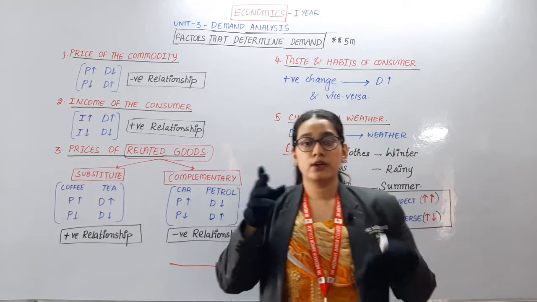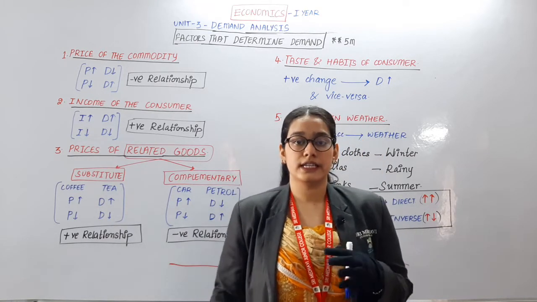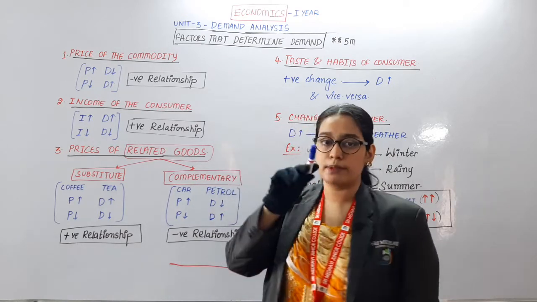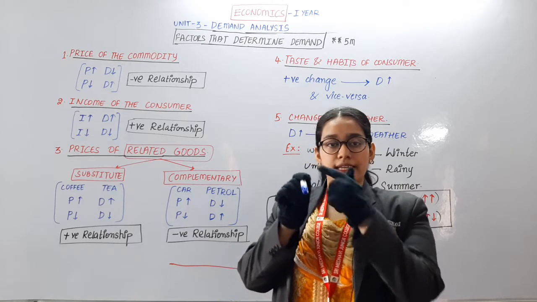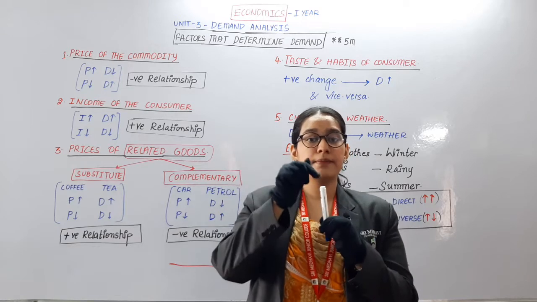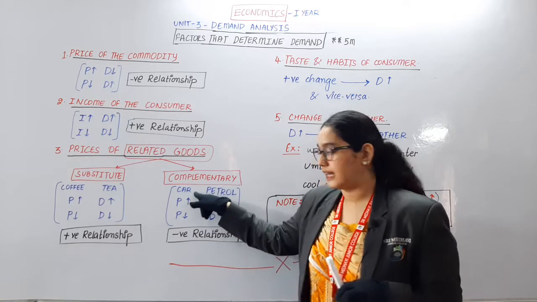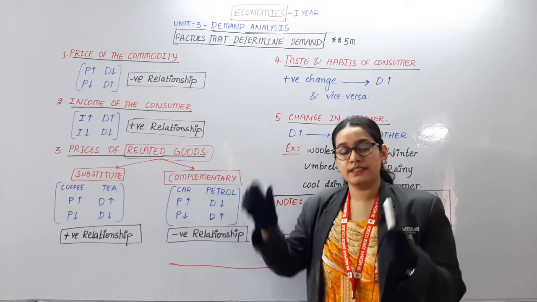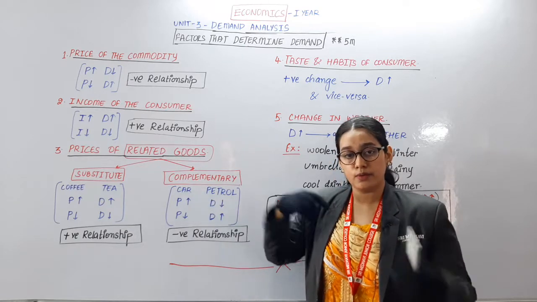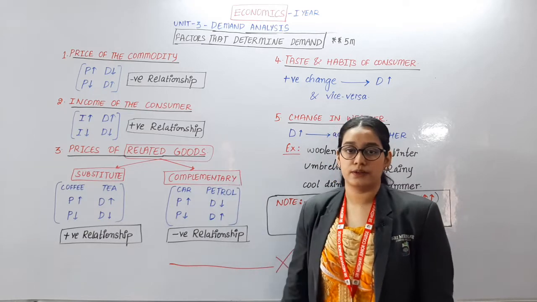Complementary means in order to satisfy one want, I require more number of commodities. If my want is to write on the board with a blue marker, without ink can I write? No. What do I need? I need ink, then only my marker is going to work. Is that clear? Similarly, if I want to drive a car, without petrol can I drive a car? No. So in order to satisfy my want of driving, I need petrol also. So it is a complementary group.